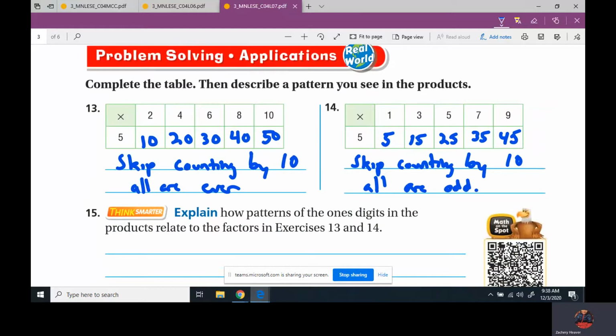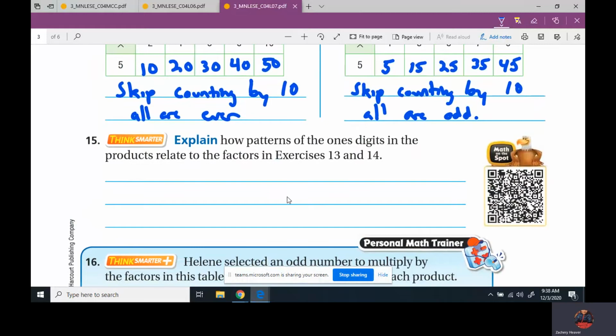And why are they all odd? Because 5 is odd, 1 is odd. Odd and odd make odd. 5 is odd, 3 is odd. 5 and 7, 5 and 9. Multiply two odd numbers together, you will get an odd number. But over here, we did odd and even. Odd and even make even.